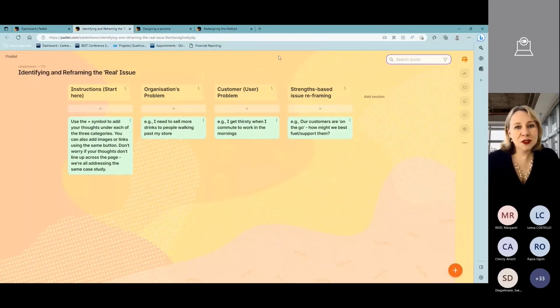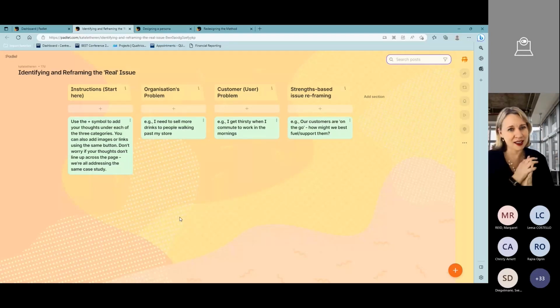Great. So what we're doing here is using the plus symbol that we can see underneath each of the column headings to add our thoughts. So we want to come up with what is the organisation's problem in our hypothetical, what's the customer or the user problem, and what is our strengths-based issue reframing.